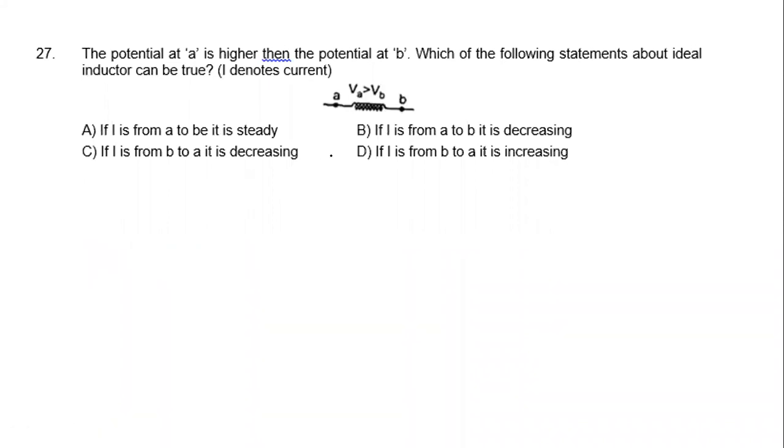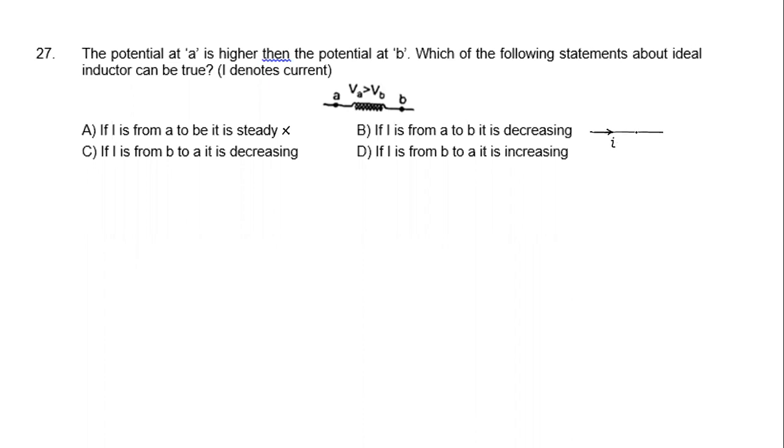Next question: which statement about the inductor is true? I think this is something we can easily check. In an inductor, there will be a potential difference only when the current is varying. When the current is steady, VA will be equal to VB, so this option is out. Let's check the second case: current is from A to B. That's the direction of current.